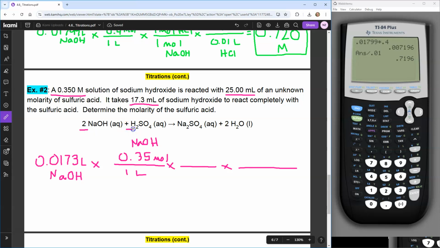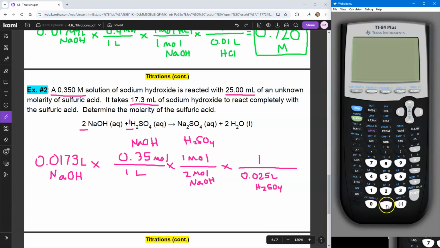There are 2 moles of NaOH for every 1 mole of our acid, so 2 moles of NaOH for every 1 mole of our H2SO4. Then just like in the last question, to get our concentration, we're going to use the amount of acid. It was 25 milliliters, so 0.025 liters of H2SO4. And then I'm just going to put a 1 on the top here.